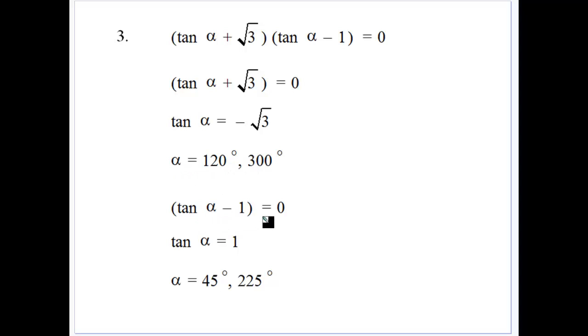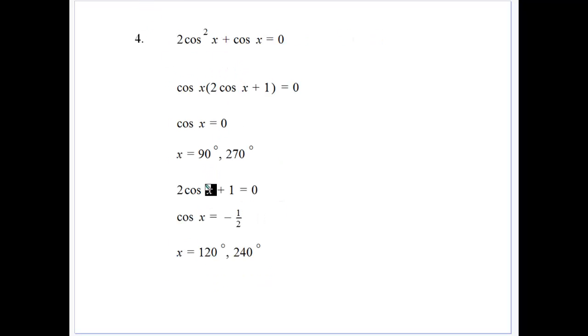Or tan alpha minus 1 is equal to 0. So again, we're in the first quadrant, so related angle 45, and it's positive also in the third quadrant, so 180 plus 45 gives you 225. So there's our solutions to that equation. Again, getting them back down to what we've had before.